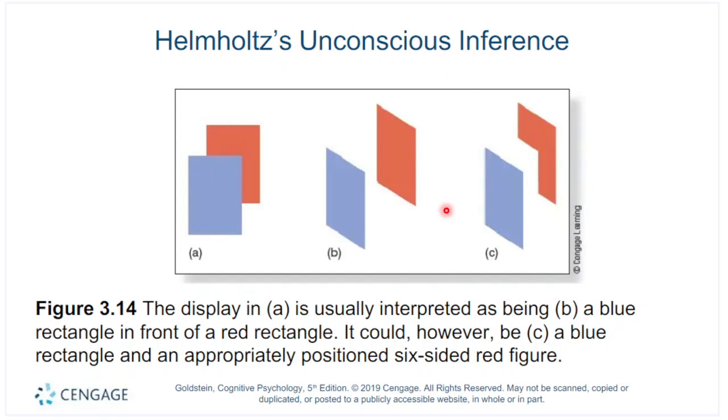This is the idea of Helmholtz's unconscious inference. Unconsciously, when we first see this, it automatically comes to mind that the blue one is in front. Then from the side view, this is how it looks. It would rarely occur to us that it could possibly be like this, where the red shape is not really a rectangle, but a six-sided figure and not a four-sided rectangle.